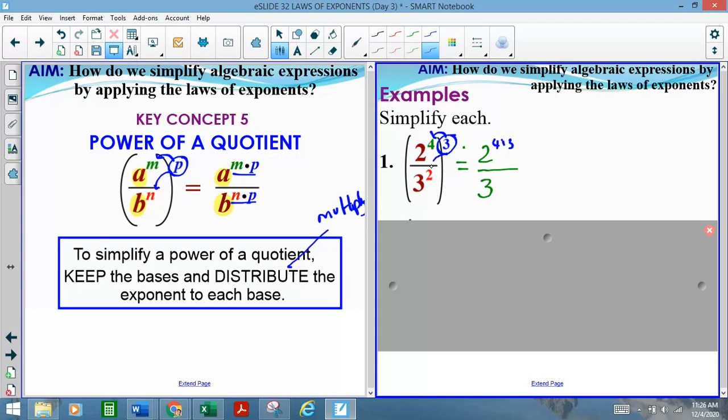And then we multiply it to the 2 in the denominator, the exponent of 2. So now we have 2 times 3. And let's move on further to simplify. So that's going to be 2 to the 12th power, because 4 times 3 is 12, over 3 to the 6th power, because 2 times 3 is 6.